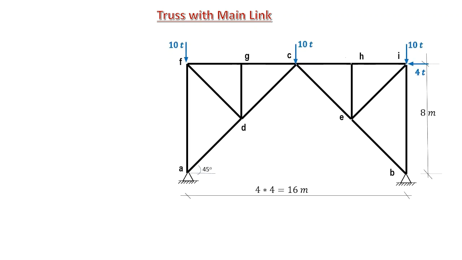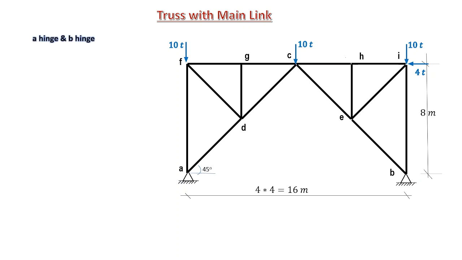Truss with main link. Let us first consider our three-hinged truss. The three main hinges here are A, C, and B. We recall that all joints of the truss are hinges, but really C is a critical hinge because a cut passing through it separates the truss into two completely separate parts.